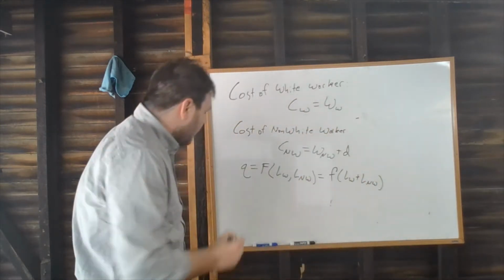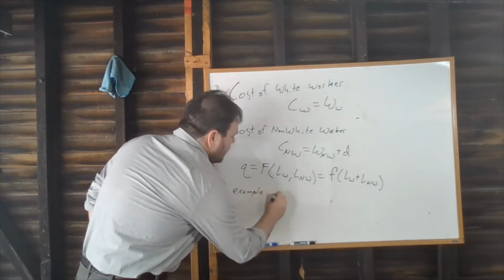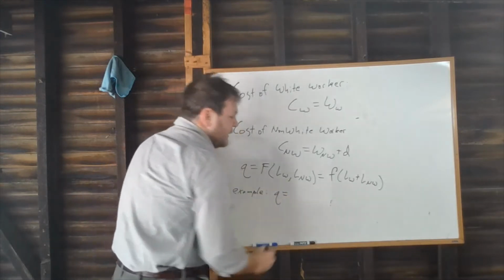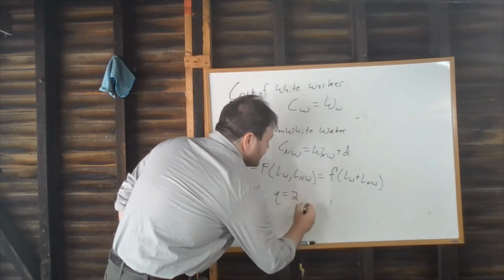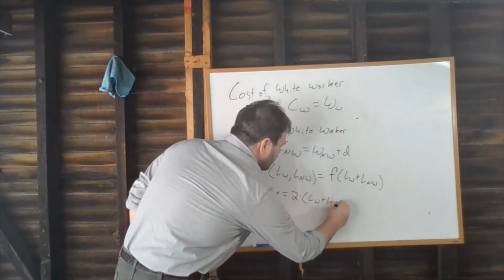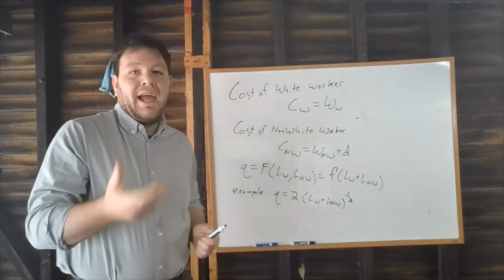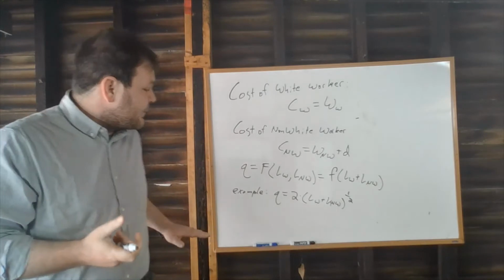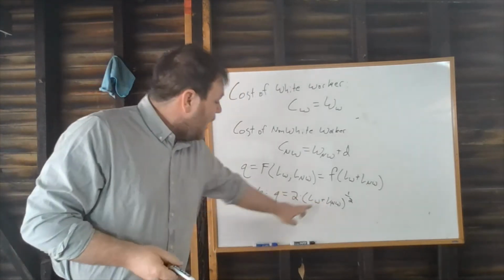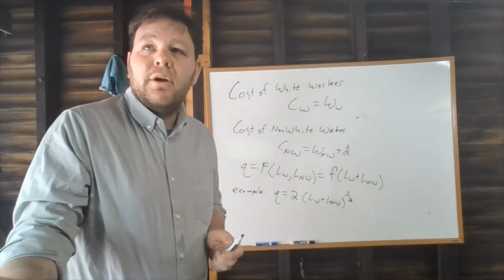So for an example, we could have Q equal something like 2 times (LW plus LNW) to the 1/2. So what we're saying here is that from the point of view of production, a white worker factors into our production in exactly the same way as a non-white worker.